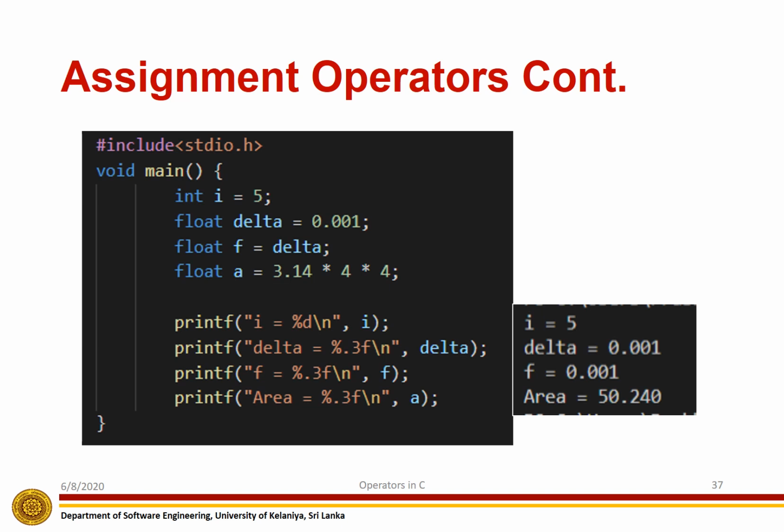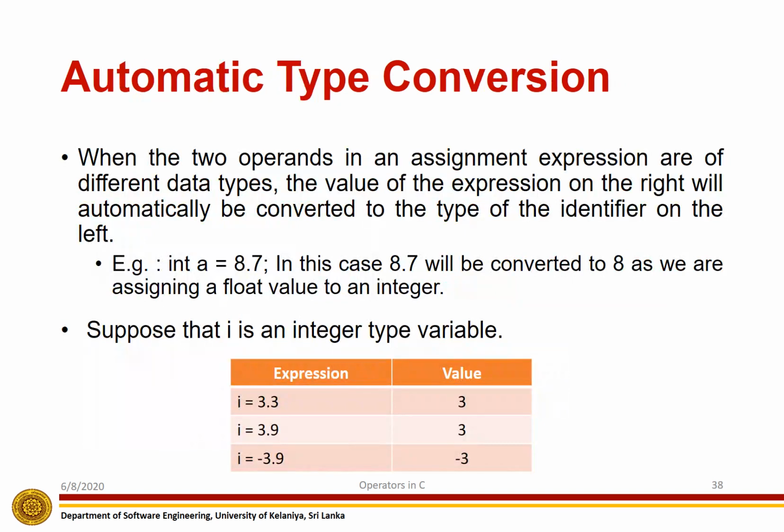In here, for every float value, I have given the format specifier as 0.3f. So it will give 3 decimal places. You can see the output on the right side of the slide. Finally, every identifier has been assigned a constant. Next, we will talk about automatic type conversion.